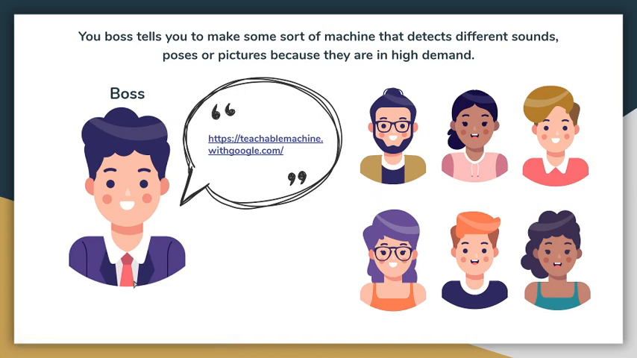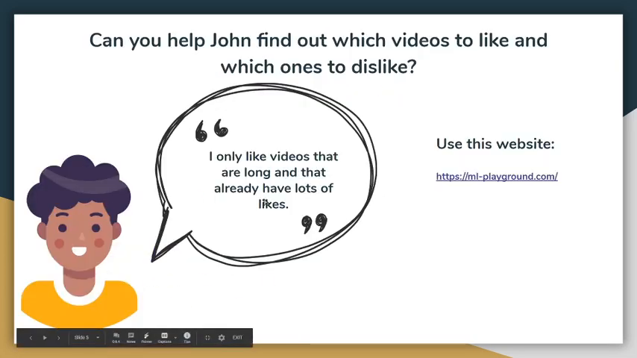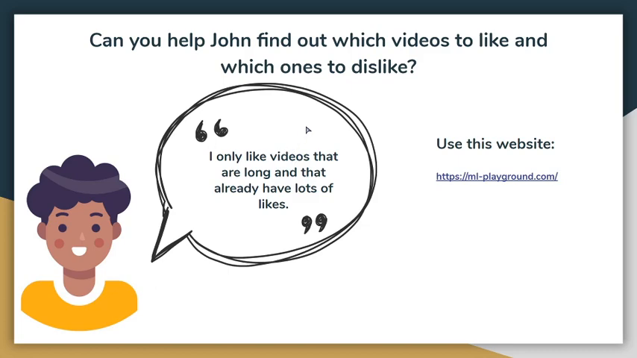Our second scenario is we've got this friend called John, and we want to help John. We want to recommend some videos to John and find out which one he likes and which one he dislikes. Here he's saying, I only like videos that are long and already have a lot of likes. So we want to give him some recommendations.